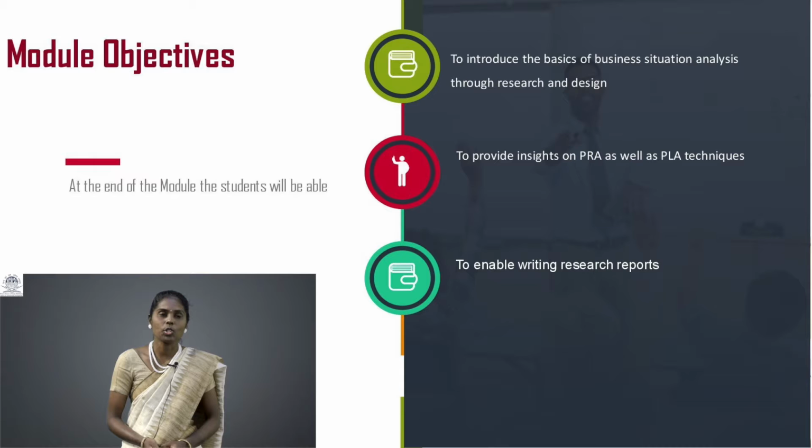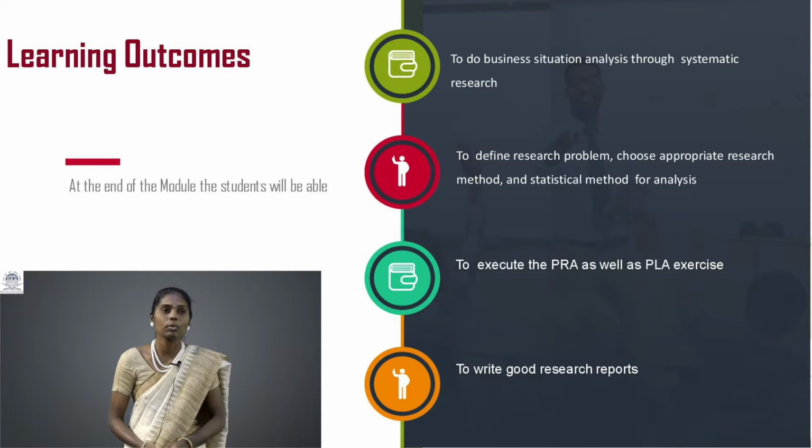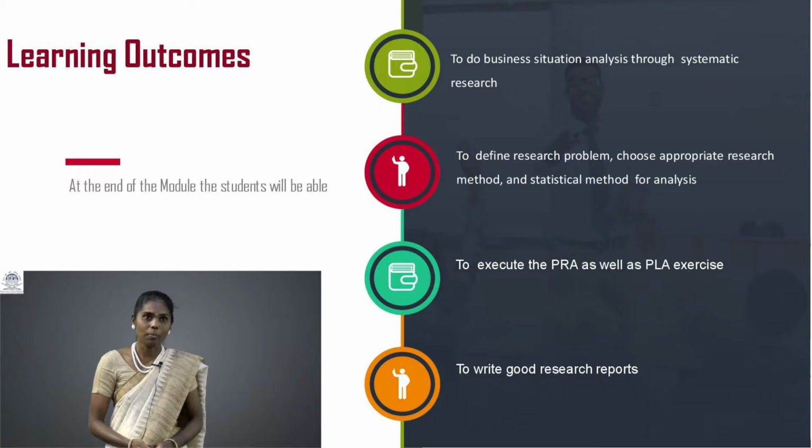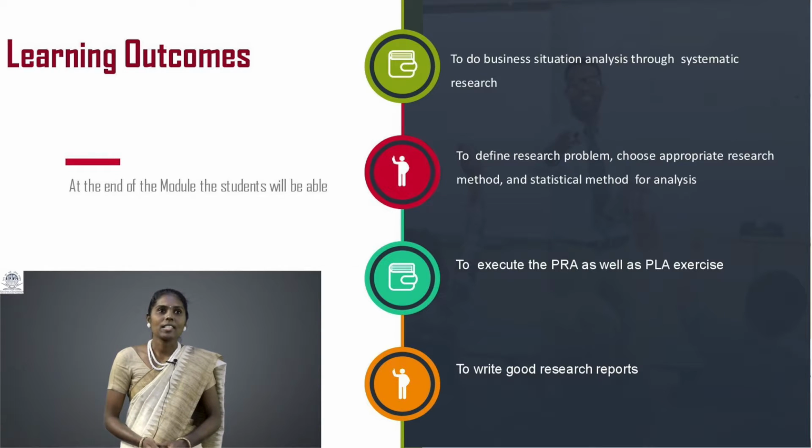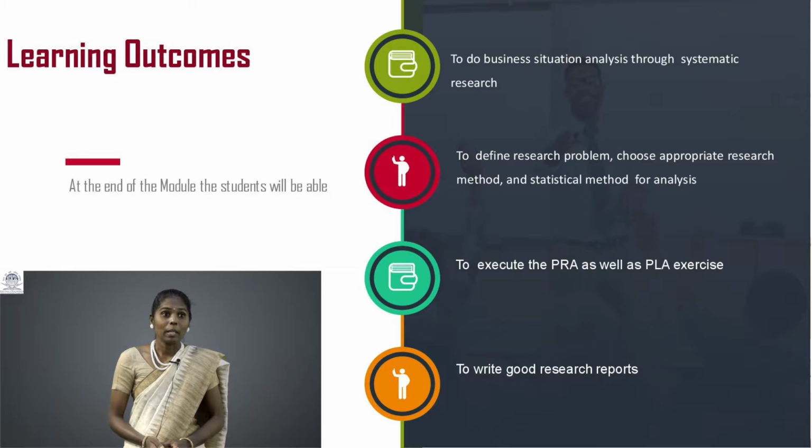And the module objectives: at the end of the module, the students will be able to introduce the basics of business situation analysis through research and design, to provide insights on PRA as well as PLA techniques, and to enable writing research reports. Learning outcomes: the students will be able to do business situation analysis through systematic research, to define a research problem, choose an appropriate research method and statistical method for analysis, execute the PRA as well as PLA exercise, and write good research reports.